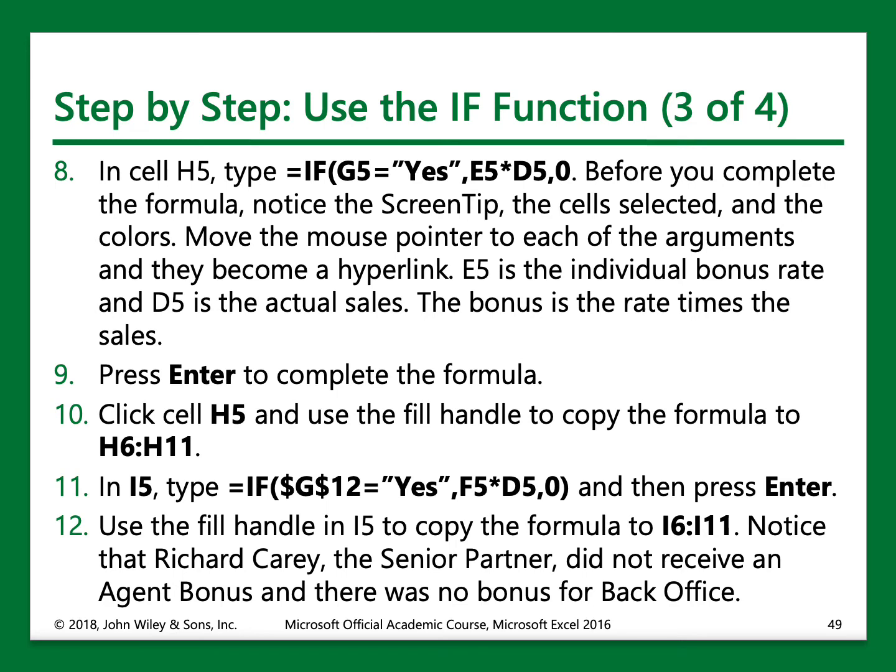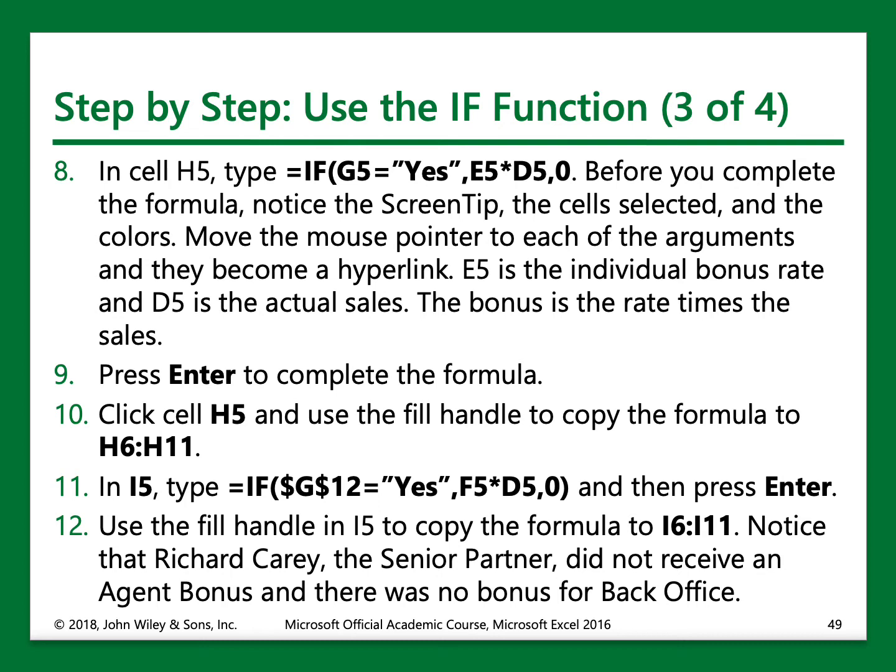Now before you complete the formula, notice the screen tip to the cells selected and the colours. You can move the mouse pointer to each of the arguments and they become a hyperlink. E5 is the individual bonus rate and D5 is the actual sales. So the bonus is the rate times the sales, i.e. if they've sold loads and loads over their target, they're going to get a bigger bonus. Hit enter to complete the formula.